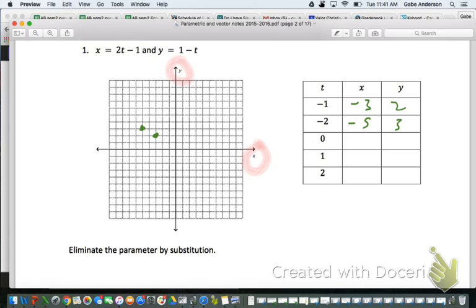All right, so when you plug in a 0 for t, what do you get? Negative 1 and 1. Question, Hayden? Okay. Negative 1 and 1.